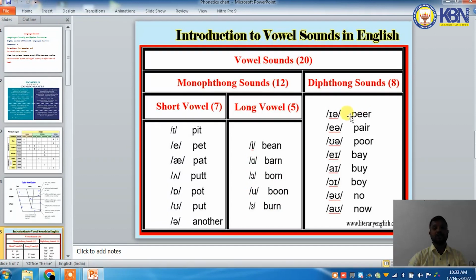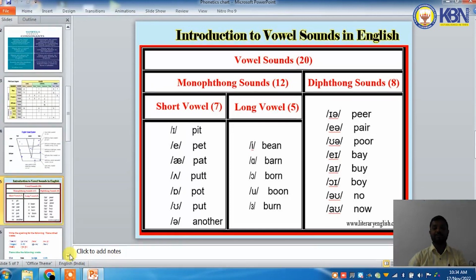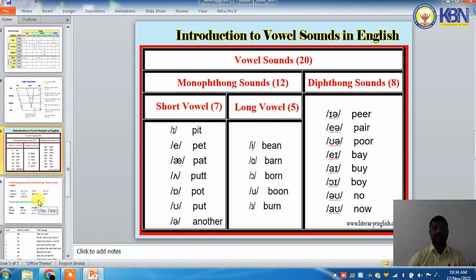Coming to diphthong sounds: e plus a, pear; air, pear; poor; a plus i, bay; a plus i, by; o plus i, oi; a plus u, now. This is how we have learnt in our classes.